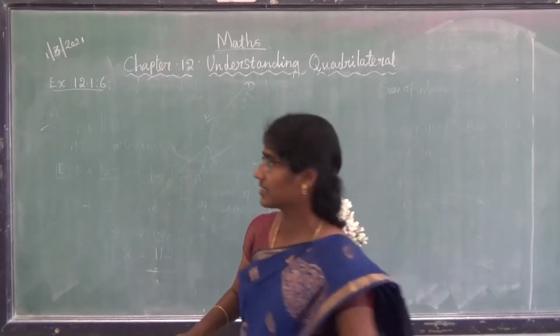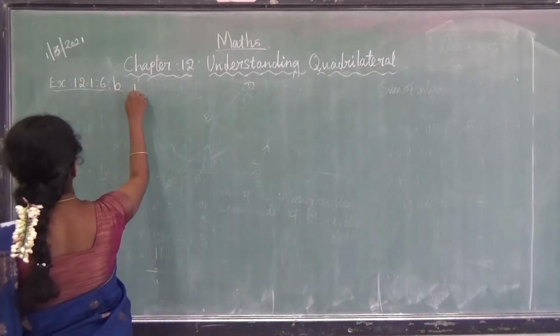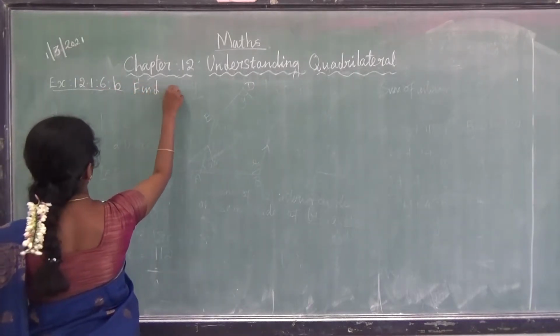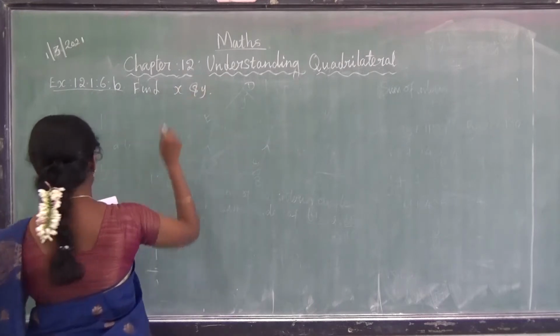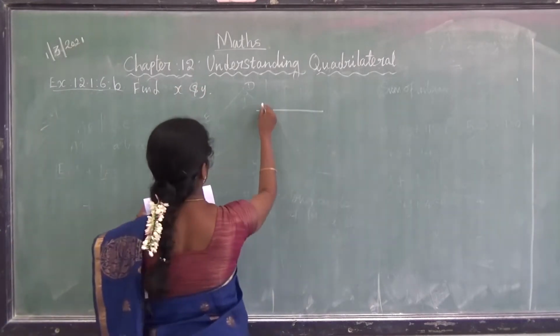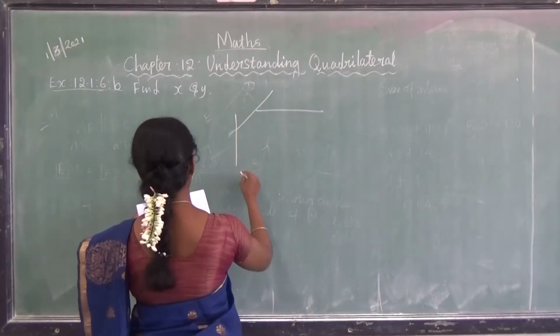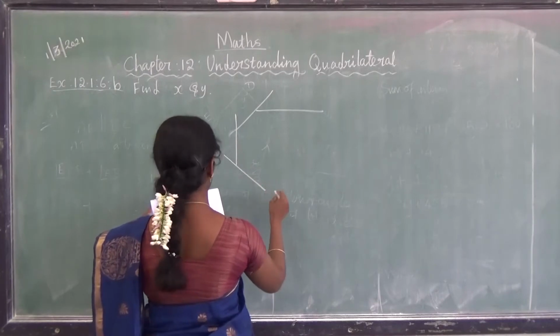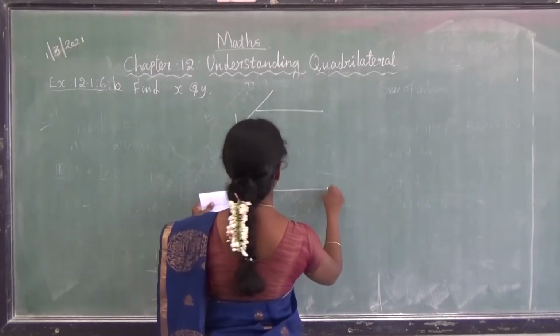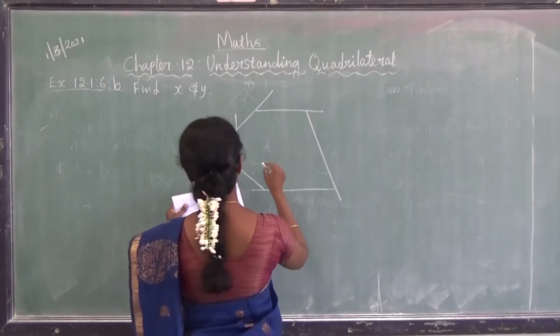In that same exercise number 12.1, sixth one, B subdivision, there also we need to find the value of x and y. The diagram is given in the question, just like that. This is the diagram it is given.